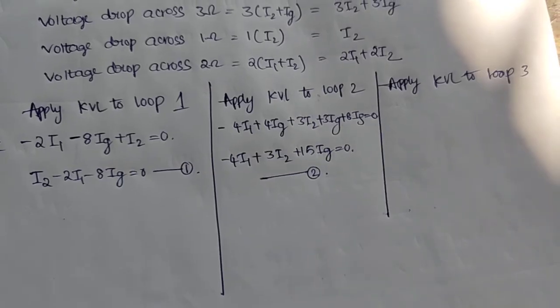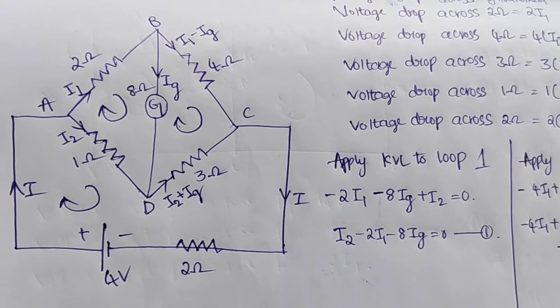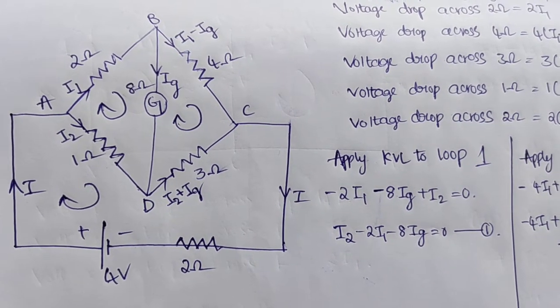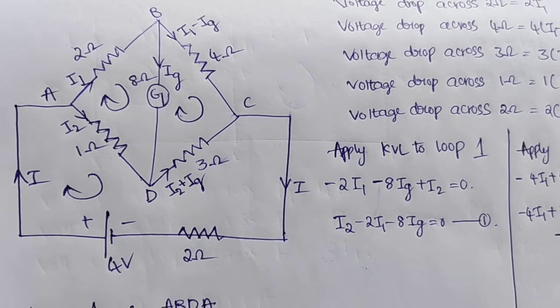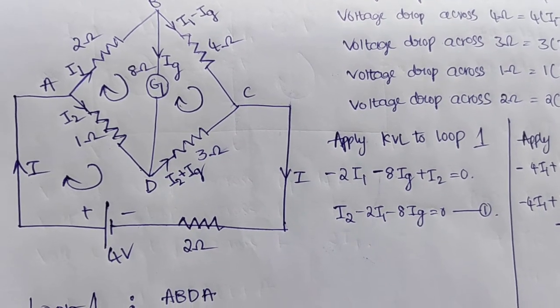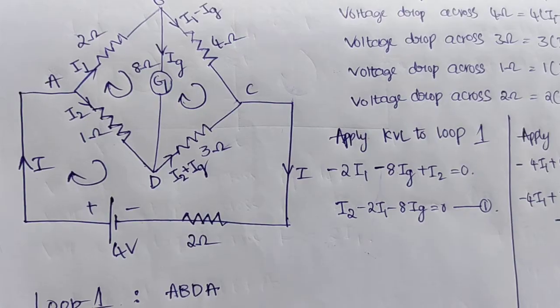Now apply Kirchhoff voltage law to loop 3, that means ADCA. The current flowing through the 1 ohm resistor is I2, and the direction is taken in the same direction, so taken as minus I2.